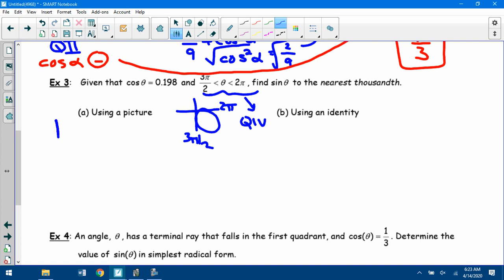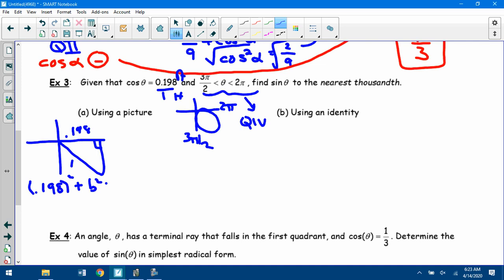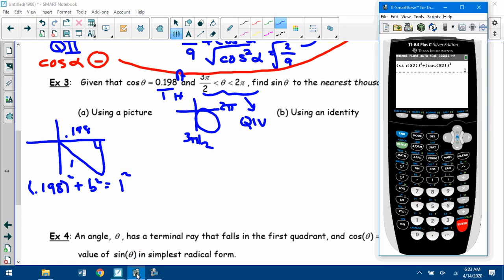If we used a picture like yesterday, I already know the quadrant I'm in. So draw your triangle. 0.198 might look weird, but you can think of that as over 1. So adjacent is 0.198. Hypotenuse is 1. I'm going to need this side. How am I going to get it? Pythag. So 0.198 squared plus b squared equals 1 squared. Here I'm definitely going to need my calculator. So 0.198 squared is that number, 0.039204.